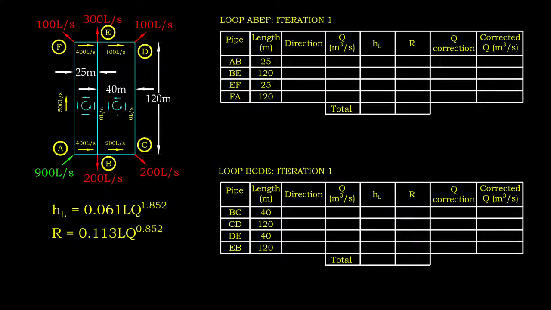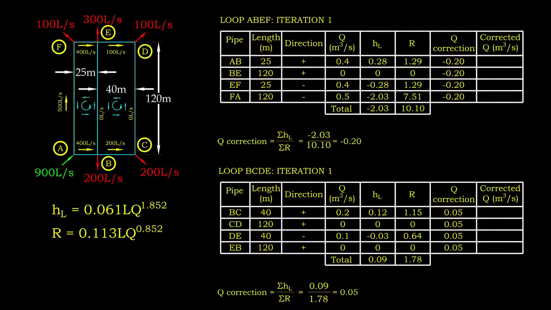To make the analysis easier, we construct a table for each loop to present the calculation in organized manner. Let's go with the first iteration based on the assumed flow. The flow in pipe FA, EF, and DE are in negative direction, and flow in pipe AB and BC are in positive direction. The calculation of head loss in pipe needs to take the direction into account. Meanwhile, the calculation of R does not require us to do so.